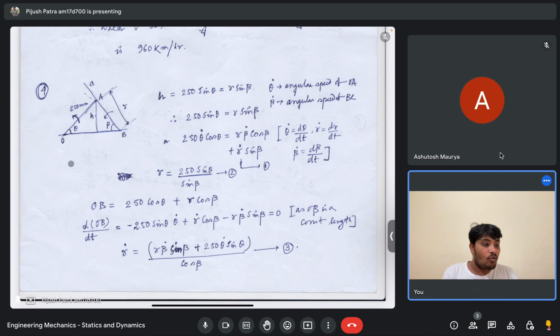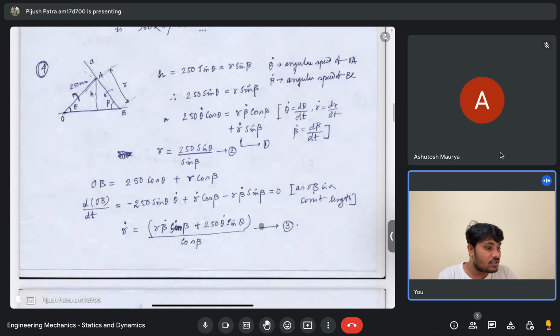The other thing is that this OB is fixed. And what is OB? OB will be equal to r cos beta plus 250 sin beta plus 250 cos theta. So that distance is equal to OA cos theta plus this distance, and this distance is equal to r cos beta. Now again you take the derivative of OB. The distance OB is not changing with time, that means its derivative should be 0. So if you take the derivative and set it to 0, then from here you can get that r dot is equal to this entire quantity: r dot is equal to r beta dot sin beta plus 250 theta dot sin theta divided by cos beta. And this derivative is 0 because the distance OB is not changing with time. That's the only reason. Fine.